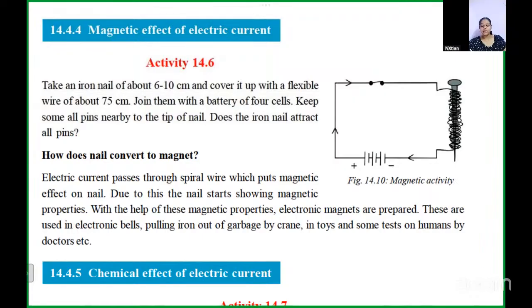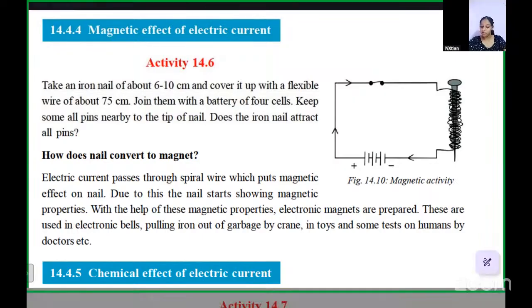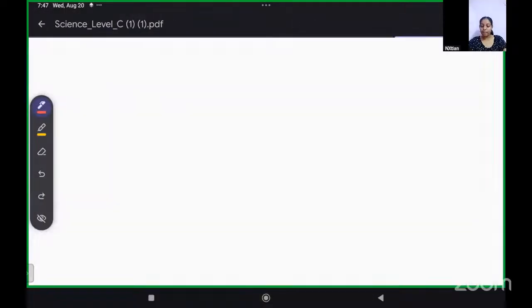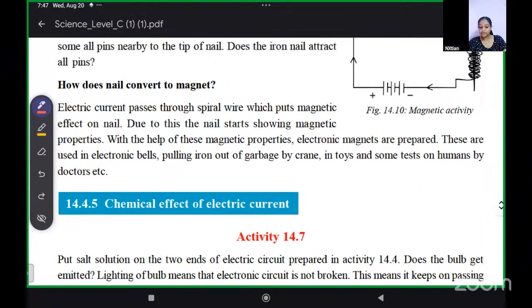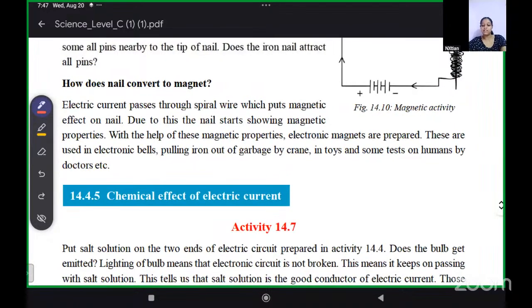How does the nail convert to a magnet? Electric current passes through the spiral wire, which puts a magnetic effect on the nail. Due to this, the nail starts showing magnetic properties. With the help of these magnetic properties, electromagnets are prepared in this way.